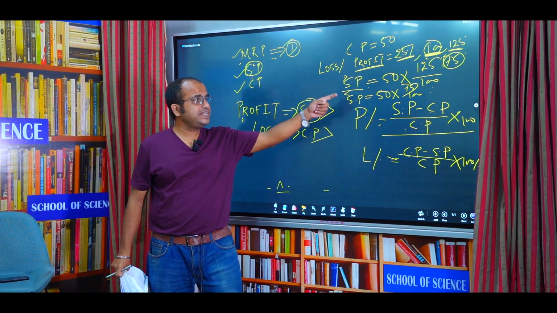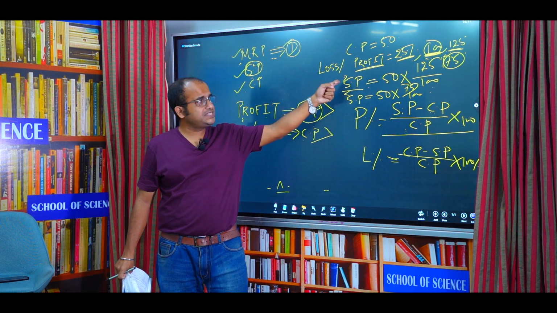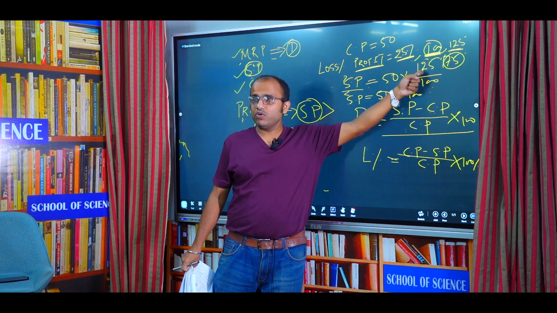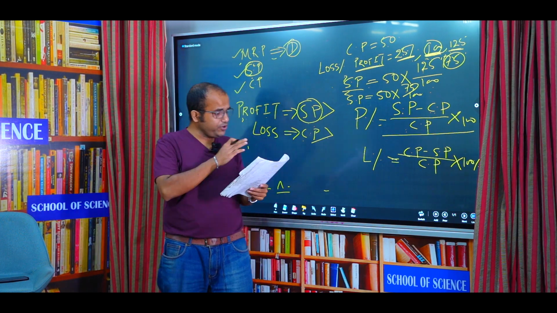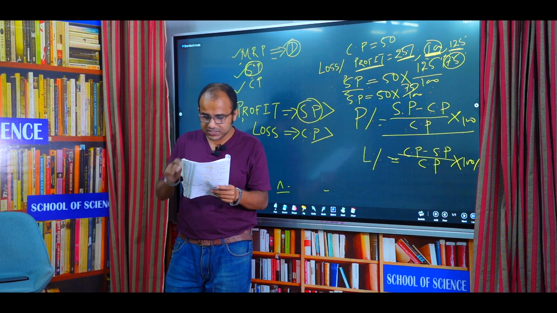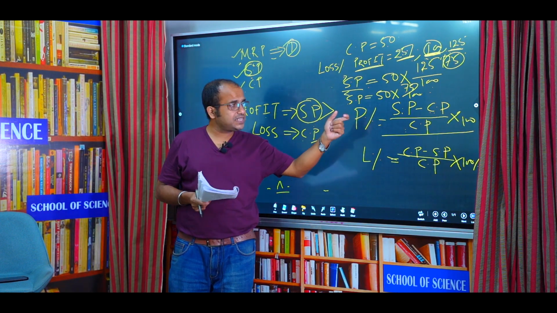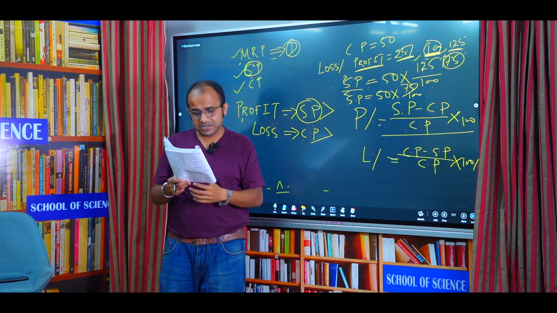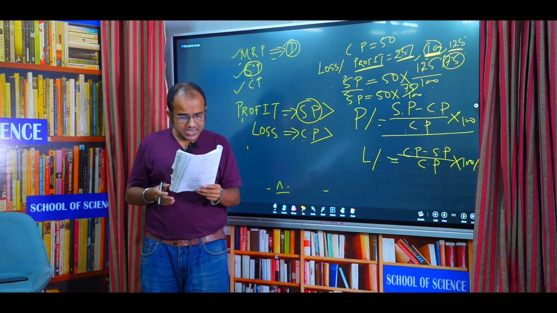So for the loss case the numerator should be the lesser one, and for the profit case the numerator should be the bigger one. This is the difference. What we discussed: gain or profit is the same meaning. Gain means selling price minus cost price. Gain percentage, that means gain percent and profit percent, is the same concept: (selling price minus cost price) divided by cost price into 100. Now we discussed loss percent.